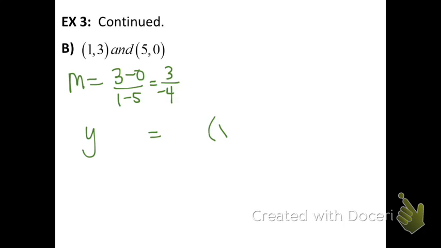So again, we're given 2 points. We don't have a slope, so you're going to find slope by using the slope formula. So we're going to do 3 minus 0 over 1 minus 5, which gives us 3 over negative 4. And that negative, it doesn't matter if it goes to the 3, to the 4, or to the middle of your fraction, as long as it doesn't go to both. And then we'll fill in our point slope.